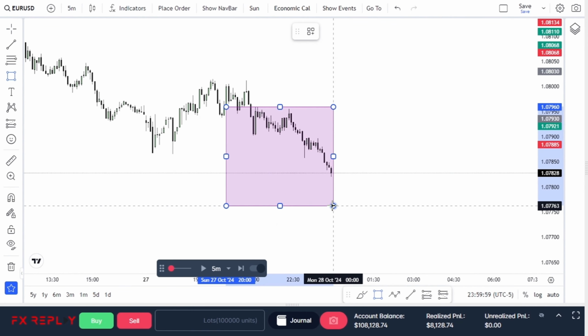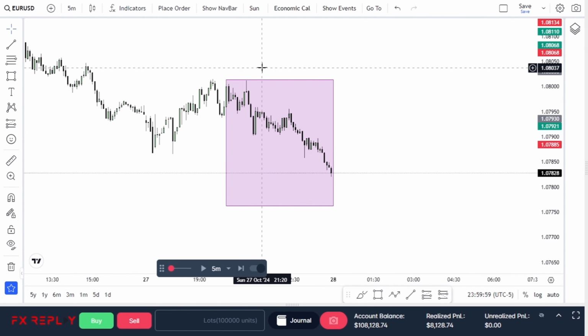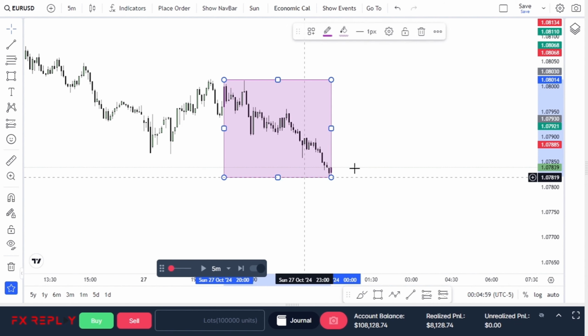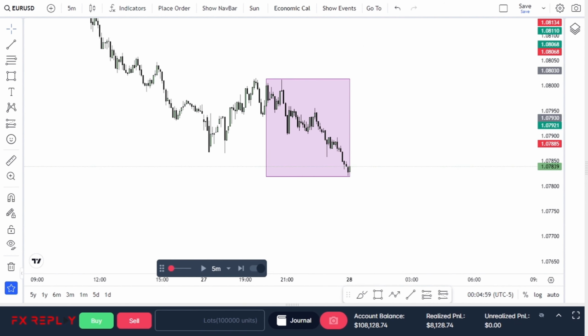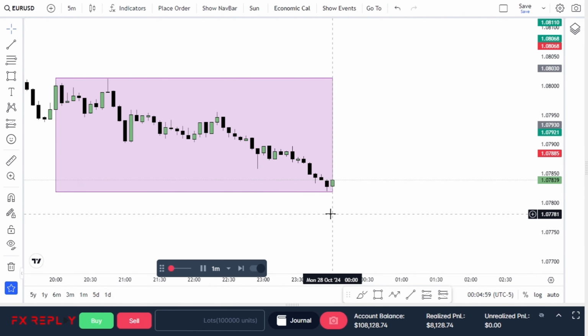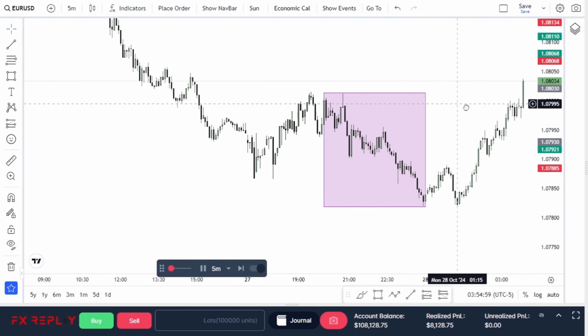Asian range starts from here and ends here. It is the high of the range and it is the low of the range. And in London session we will wait for the manipulation in the market and then we can enter in opposition. Let's wait for London Open now. Let's give us a sharp move to upside.